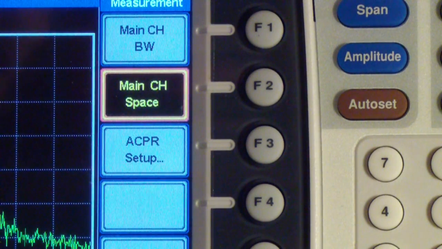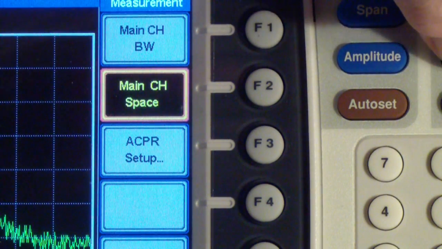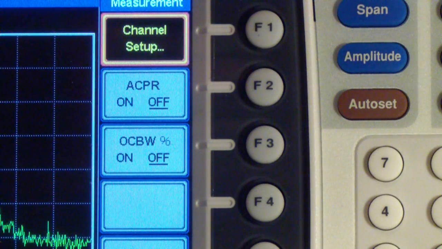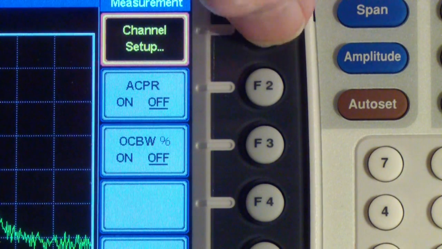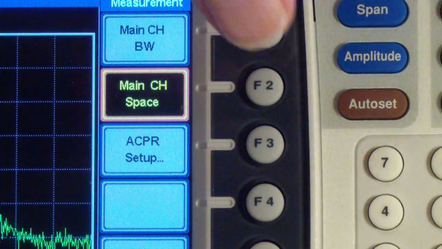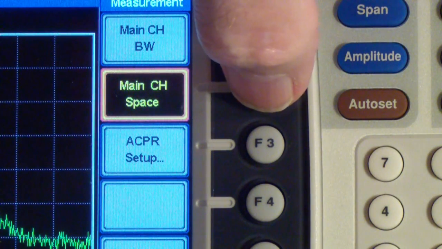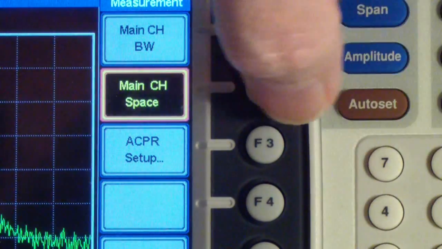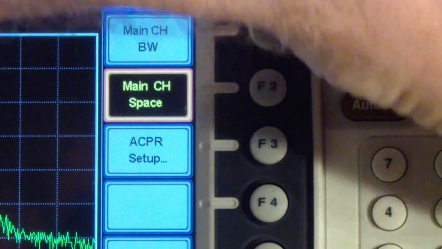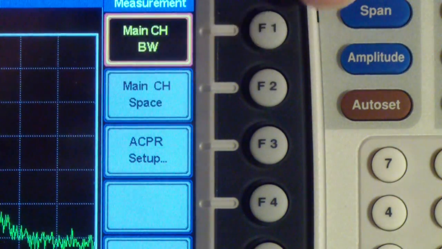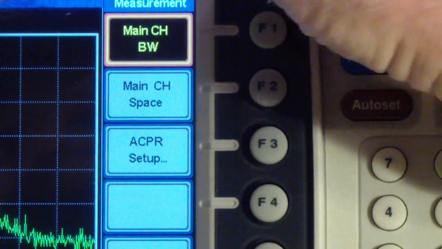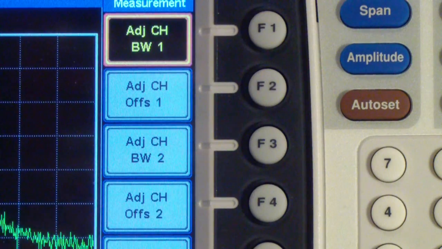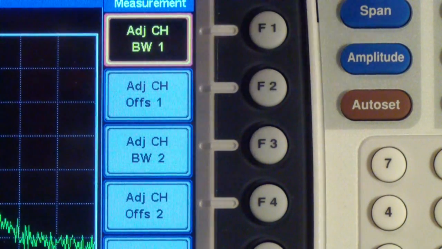To set up a measurement, we press the measure key, and you then do a channel setup. In our case, the main channel space is going to be set to 5 megahertz, the main channel bandwidth to 2 megahertz. You may notice now it gives you a variety or a menu of things to set up.